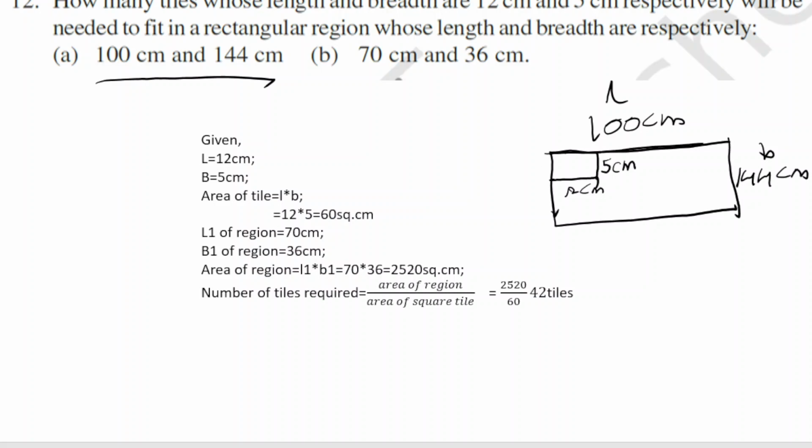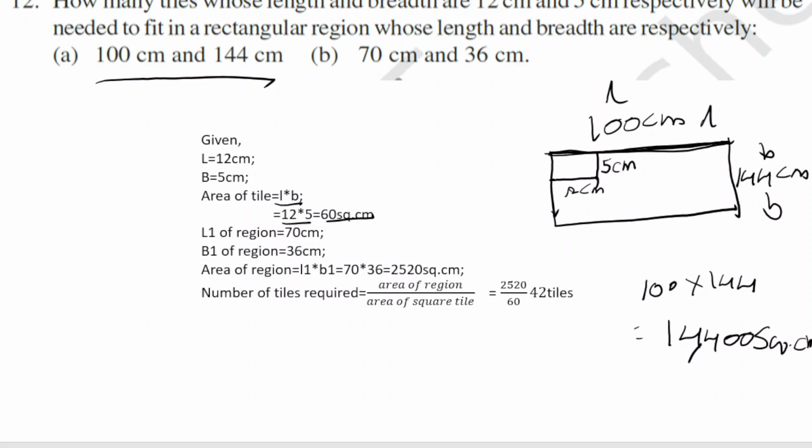So let's find out the area of the tile. Here area of the tile is equal to 12 into 5, that is equal to 60 square centimeters. And area of the rectangular region is equal to 100 into 144, length into breadth, that is equal to 14,400 square centimeters.